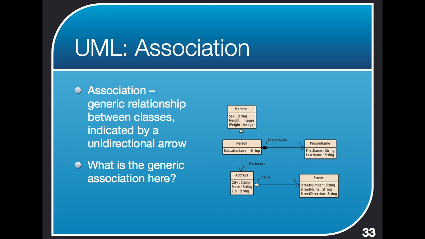Associations are means for showing a generic relationship between classes, and it's indicated by an open-ended arrow with nothing at the base, just a unidirectional arrow. So what is the generic association here? Well, in this case, it's that person-address association. That address is associated with the person. And you don't have to name them, but in this case we've named it. We've given it the name residence to give us a little more information about the association. This address is associated to the person by being this person's residence.